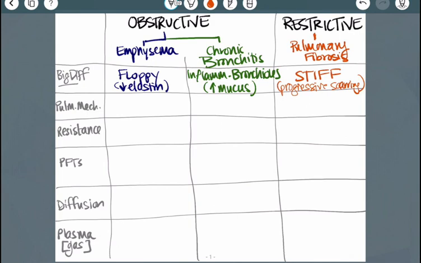So these are the three main diseases that we're going to use. And when we come back in the next video, we are going to start at the beginning with a basic anatomy review and then go through pulmonary function, always relating it back. Here's what's normally supposed to happen. So here's what happens in each one of these diseases based on their underlying pathophysiology.